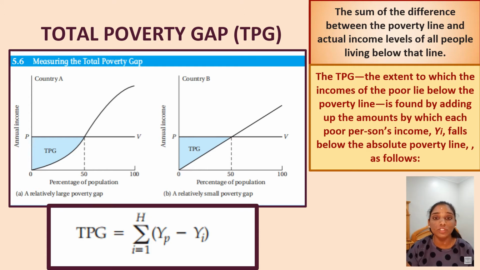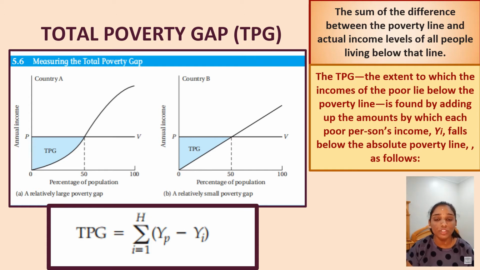Economists therefore attempt to calculate a total poverty gap (TPG) that measures the total amount of income necessary to raise everyone who is below the poverty line up to that line. TPG is the sum of the difference between the poverty line and actual income level of all people living below that line. Figure 5.6 illustrates how we could measure the total poverty gap as the shaded area between the poverty line, PV, and the annual income profile of the population.